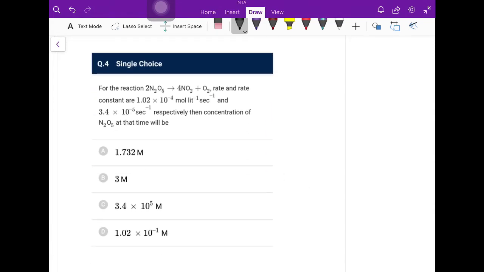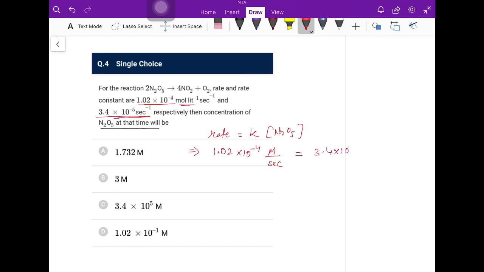For the reaction, the rate and rate constant are given to us, and we need the concentration of N2O5 at that time. We just need to use the given equation. Because the unit is per second, the order will be first order, so rate equals K times N2O5 to the power 1. The rate given is 1.02 into 10 to the power minus 4 molar per second, and the value of K is 3.4 into 10 to the power minus 5 per second.